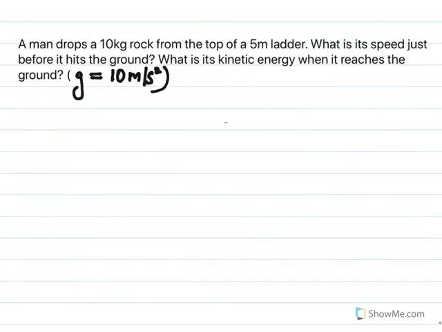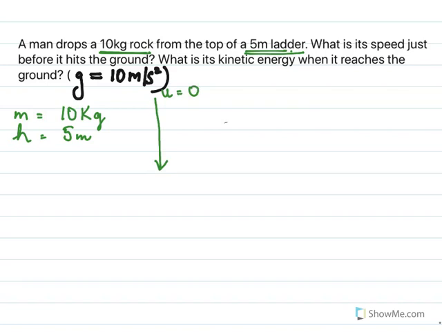A man drops a 10 kg rock, so we have mass 10 kg, from the top of a 5-meter ladder. So the height through which that rock falls is 5 meter. What is its speed just before hitting the ground? So here the body is falling to the ground. For a falling body, u is always 0 and g is positive always because it is accelerating, increasing its velocity, it's coming faster and faster. And the v, the final velocity, we need to find.